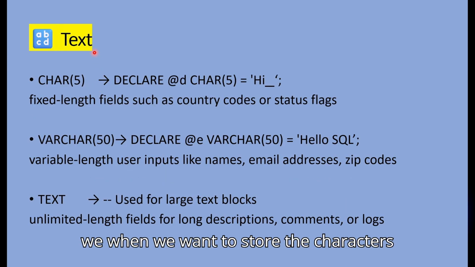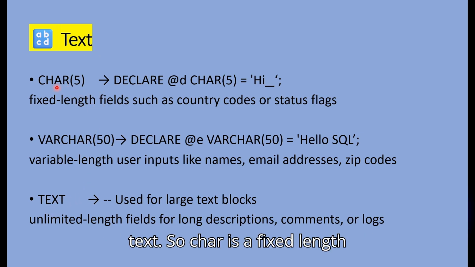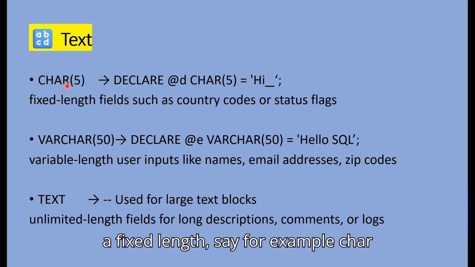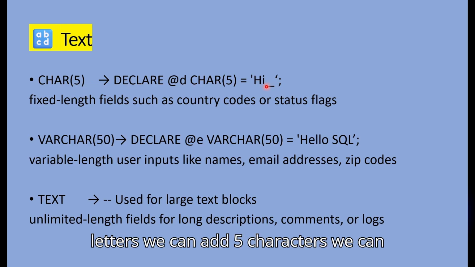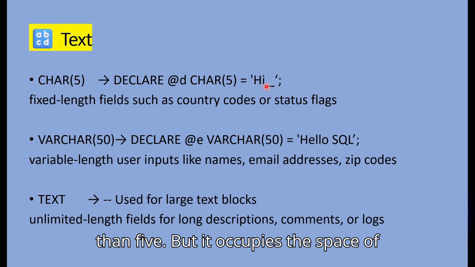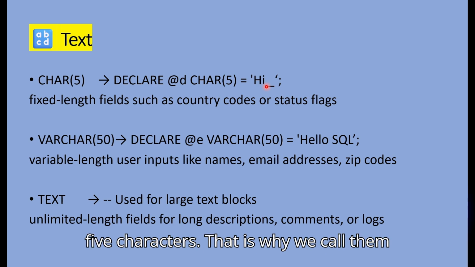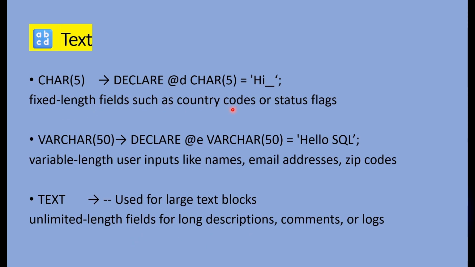Next, when we want to store characters or strings, we have char, varchar and text. Char is a fixed length data type where we allocate a fixed length, say for example char 5. So 5 characters we can add in this particular column, not more than 5, but it occupies the space of 5 characters. That's why we call it a fixed length data type.